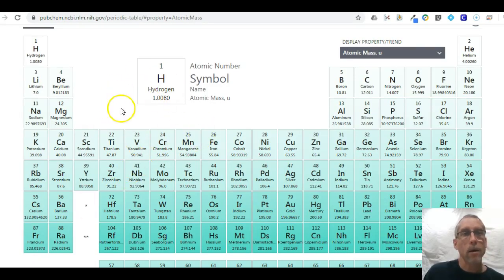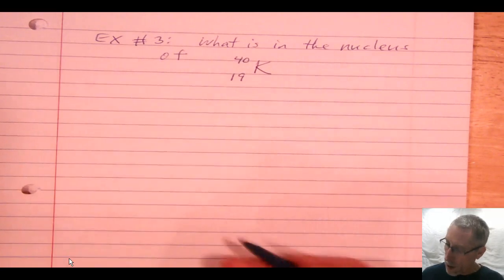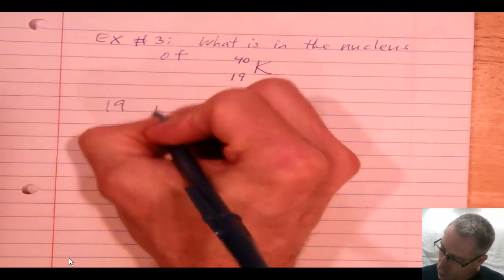If you go back to the periodic table, here's potassium over here, and its atomic number 19 tells you the number of protons. So you might think, why do we even need to have that number there? And there are times where it's important to have that. It won't be clear now. But we know we have 19 protons.